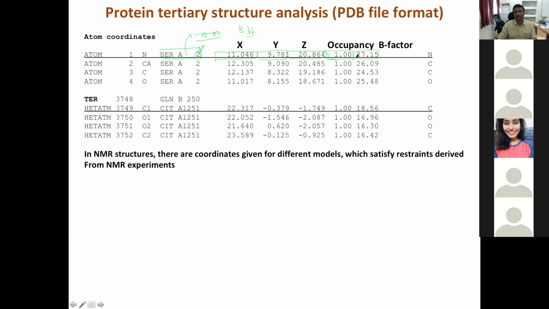Let me tell you about the occupancy factor. When you determine the tertiary structures, imagine that there are 2 entirely distinct conformations of a certain side chain. Just think for a moment that half of the protein in the crystal has one conformation and half has another. Then you end up getting electron densities not for one conformation, but for both.